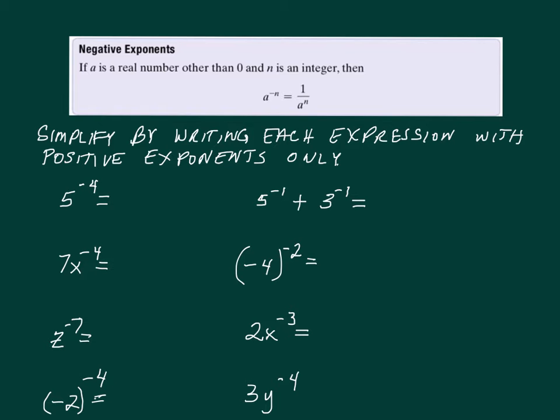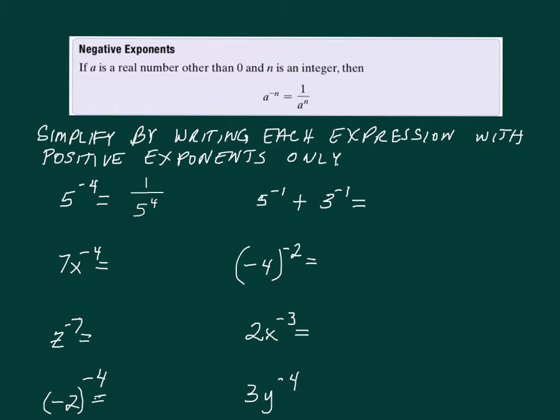So if you want to simplify 5 to the negative 4th power and use only positive exponents, then remember 5 to the negative 4 is in the attic. We want to move it to the basement so it becomes 1 over 5 to the positive 4.